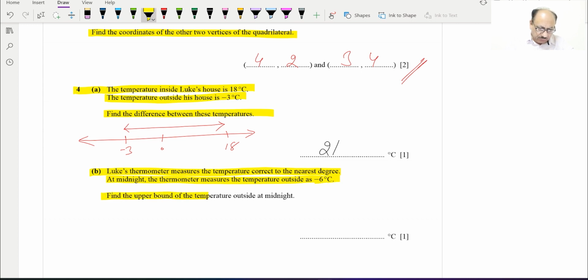So find the upper bound of the temperature outside at midpoint. We can figure out it is minus 6 degrees Celsius. So upper bound and lower bound. Upper bound will be half degree. We will be adding and subtracting. When we add half degree, it will be minus 5.5 degrees Celsius, and if we subtract, it will be minus 6.5 degrees Celsius. So that is the lower bound, this one they are requiring for upper bound.